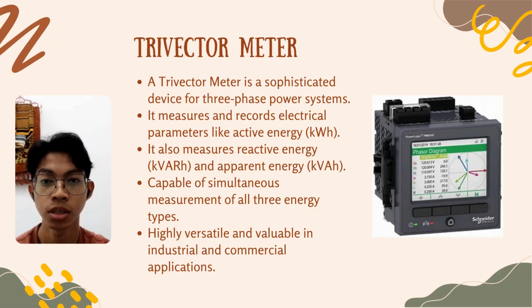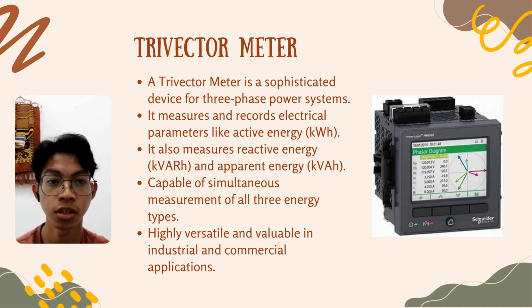A trivector method is used for three-phase power systems. This method is used for measuring and recording a range of electrical parameters, including active energy, reactive energy, and apparent energy simultaneously. This versatility allows it to provide comprehensive monitoring and analysis of electrical consumption and efficiency, making it highly valuable in industrial and commercial applications.